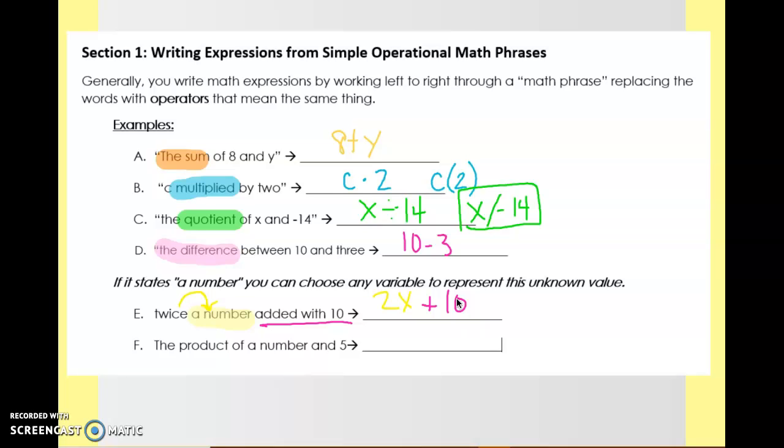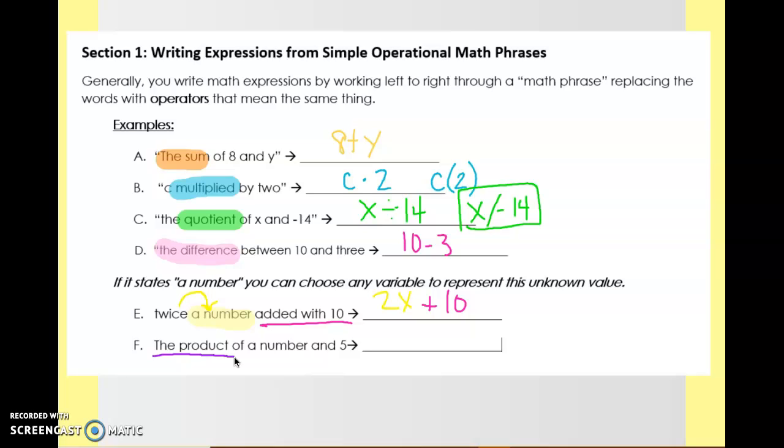The second one's a little bit easier. It's asking you to find the product of a number and 5. So again, product means to multiply. What two numbers am I multiplying? N and 5 or X and 5. Any kind of variable would work.